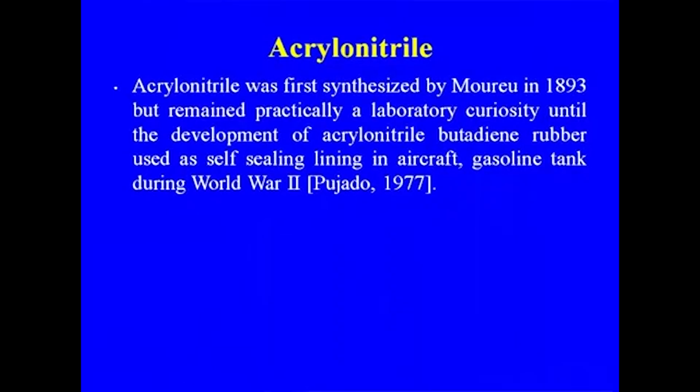Acrylonitrile was first synthesized by Murray in 1893, but remained practically a laboratory curiosity until the development of acrylonitrile and butadiene used as a self-sealing lining in aircraft gasoline tanks during World War II. This was the development of nitrile rubber, acrylonitrile butadiene rubber, which was used as a sealant because it had resistance to fuel. That was the requirement at that time for aircraft, and it led to the commercialization of the acrylonitrile process. But later on, acrylonitrile was used more and more for making acrylic fiber.